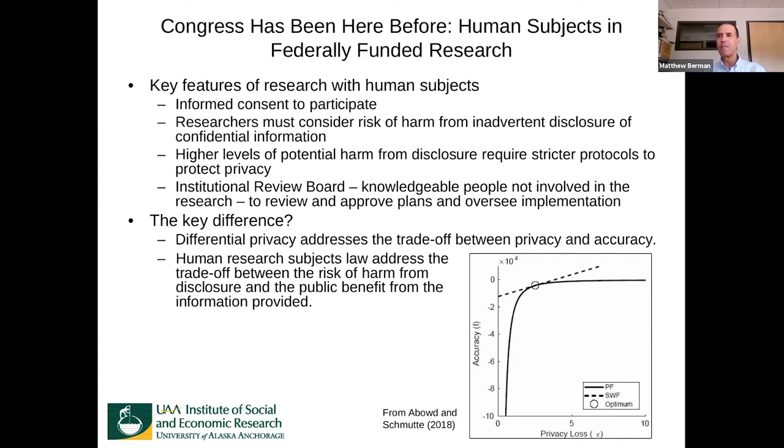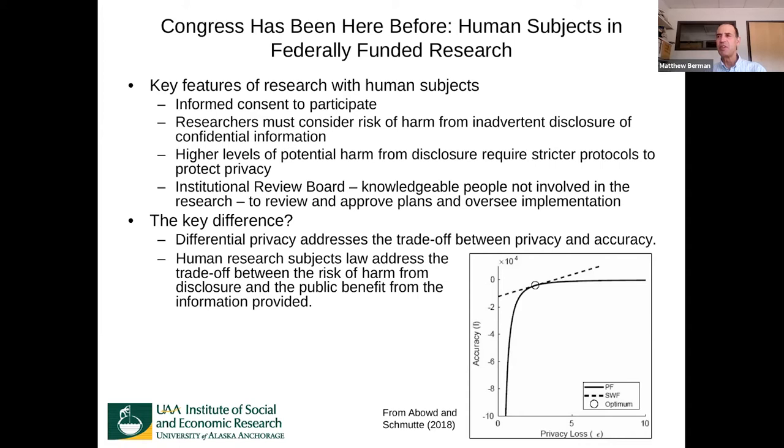And finally, we have an institutional review board, which is a group of people at the university. There are peers, but they're people who are not involved in our research. They review our plans, make sure we've got informed consent and we've considered the risks, and we've disclosed those to the potential research subjects. And that IRB, as we abbreviate it, reviews and approves our plans and then oversees the implementation.